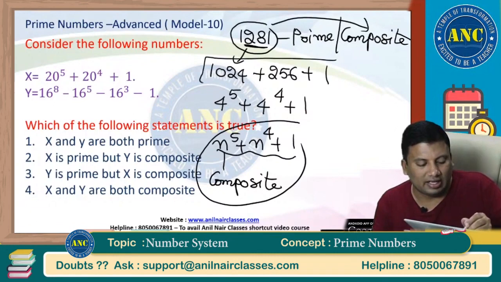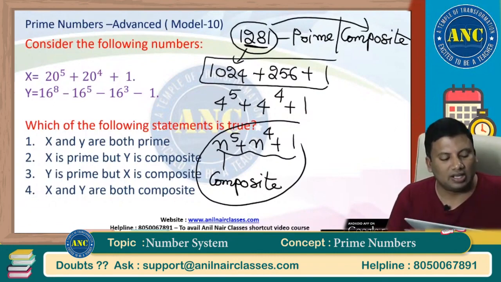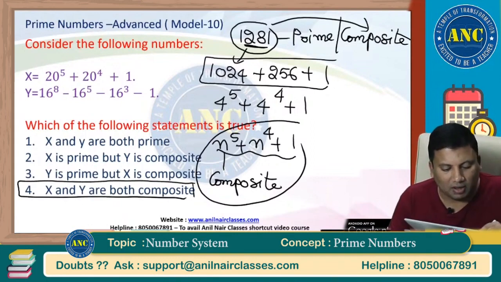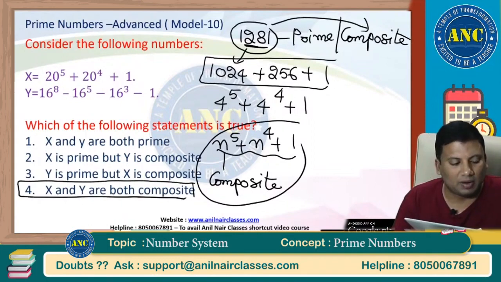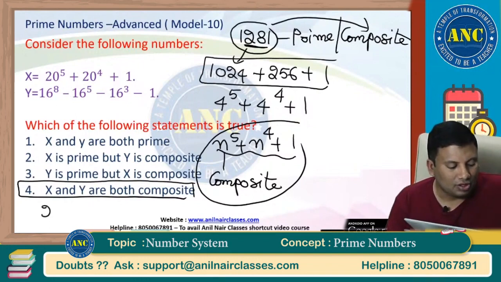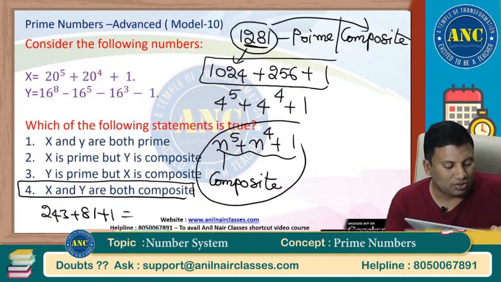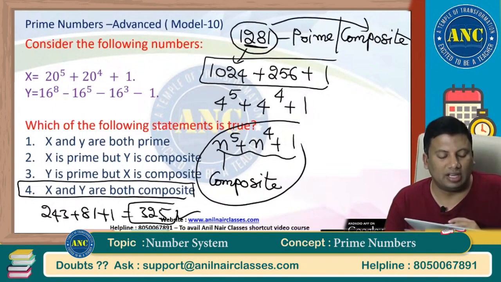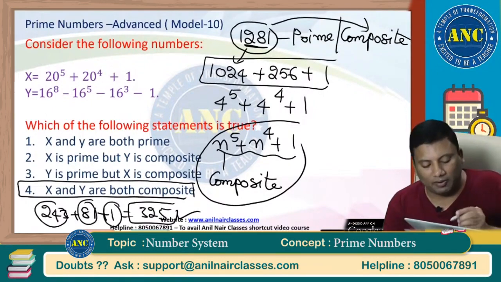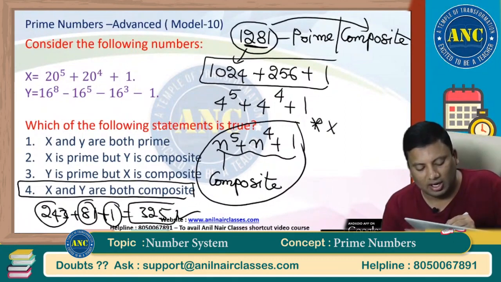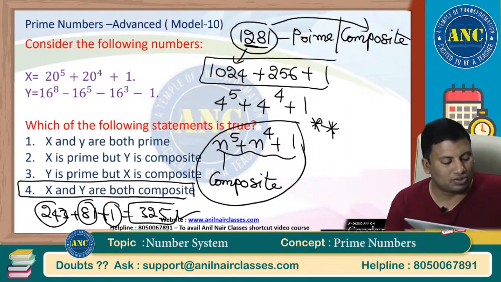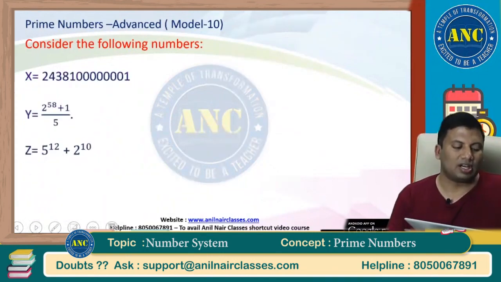You can also write it like this: n power 5 plus n power 4 plus 1. So the answer is x and y both are composite. You can do it as 243 plus 81 plus 1. Suppose the question is 325, it is ending with 5, so it is composite. Or 3 power 5, 3 power 4 and 1. N power 5 plus n power 4 plus 1 is always a composite number.